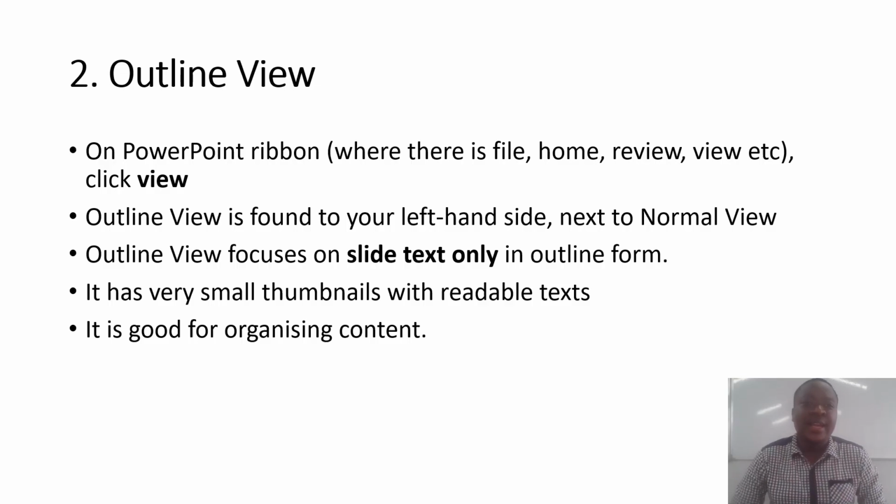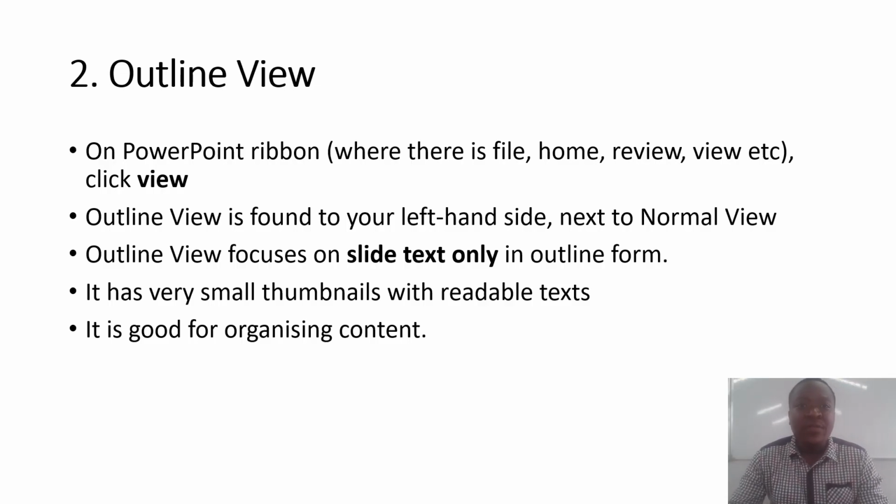Now let's go to the second view, which is outline view. On the PowerPoint ribbon, where there is File, Home, Review, View, etc., click View. Outline view is found to your left-hand side, next to normal view. Outline view focuses on slide text only in outline form. It has very small thumbnails with readable text. It is good for organizing content.